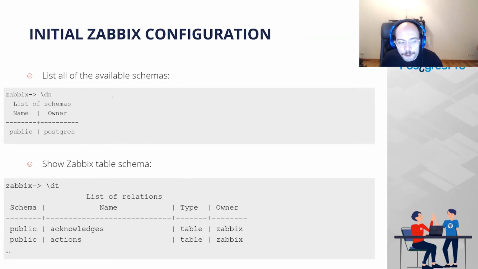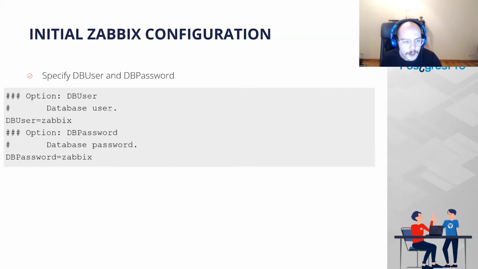If we aren't sure what kind of schema we are using, we can log into our Postgres instance and do a list of schemas. Then by using \dt, we can take a look at which schemas our tables belong to. We can see I'm using public here. Once we are done with this, we will specify the username and the password for our Zabbix user, which is self-explanatory.